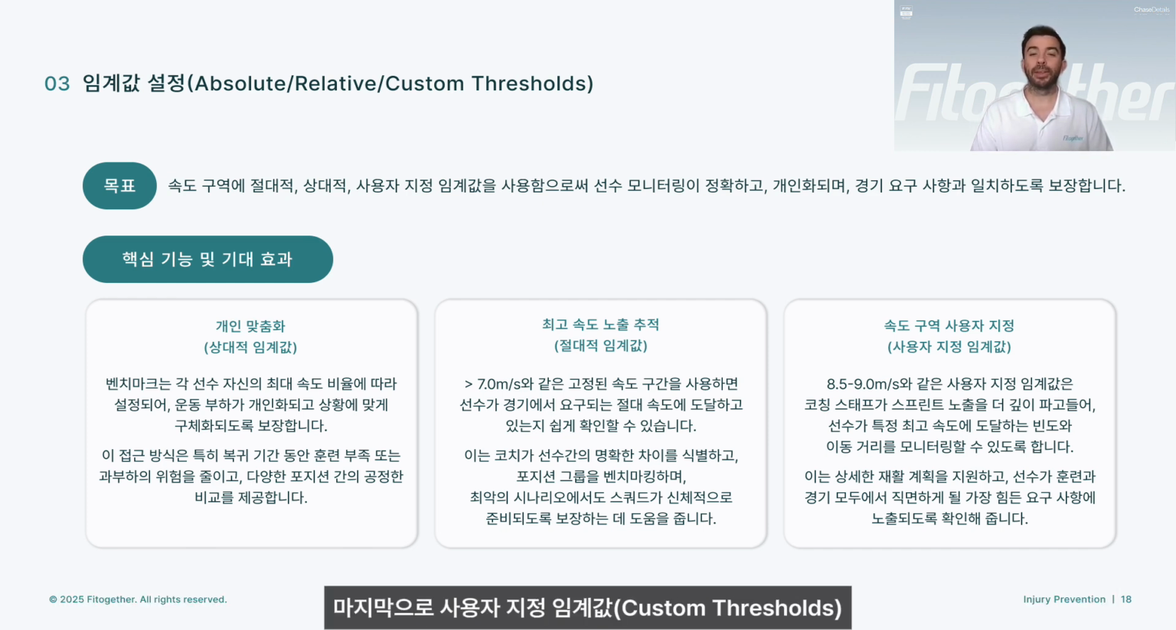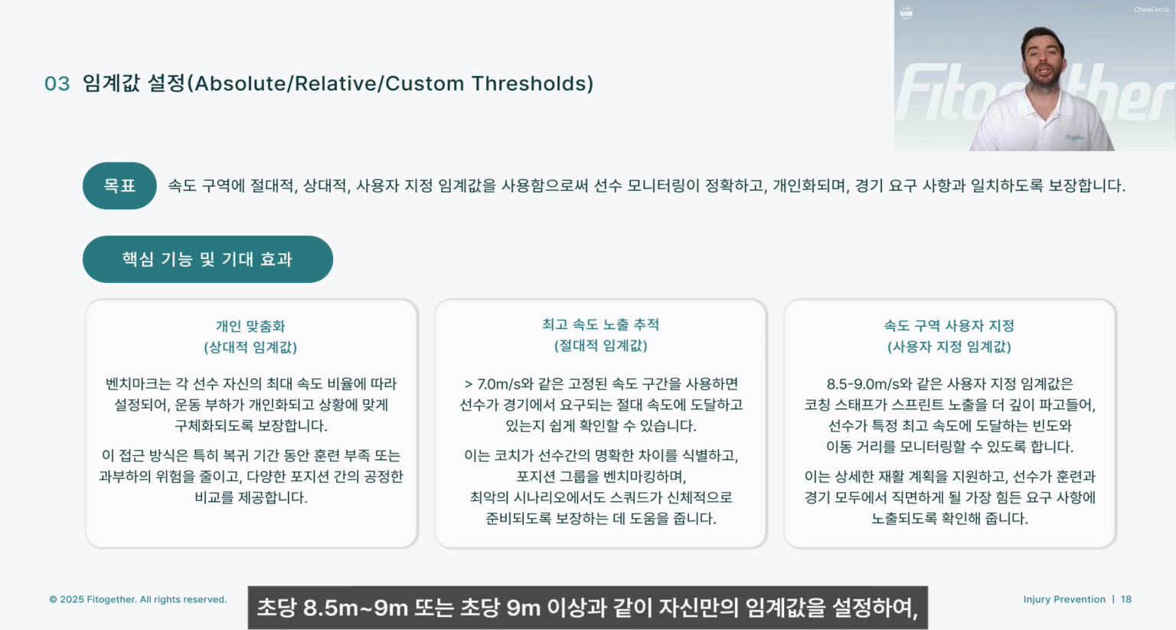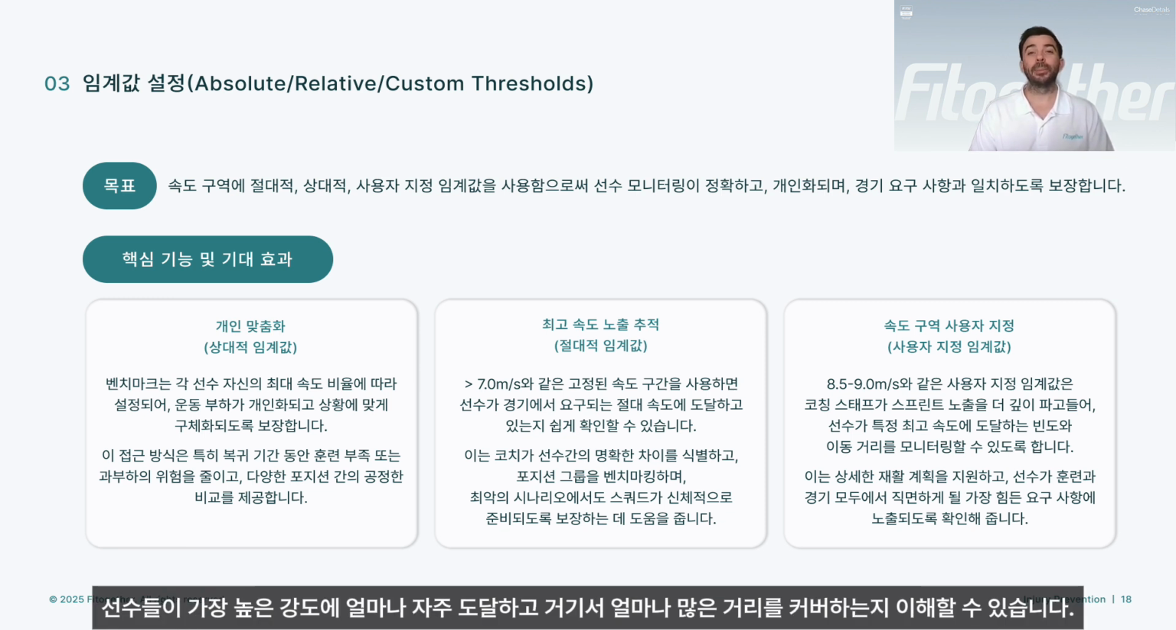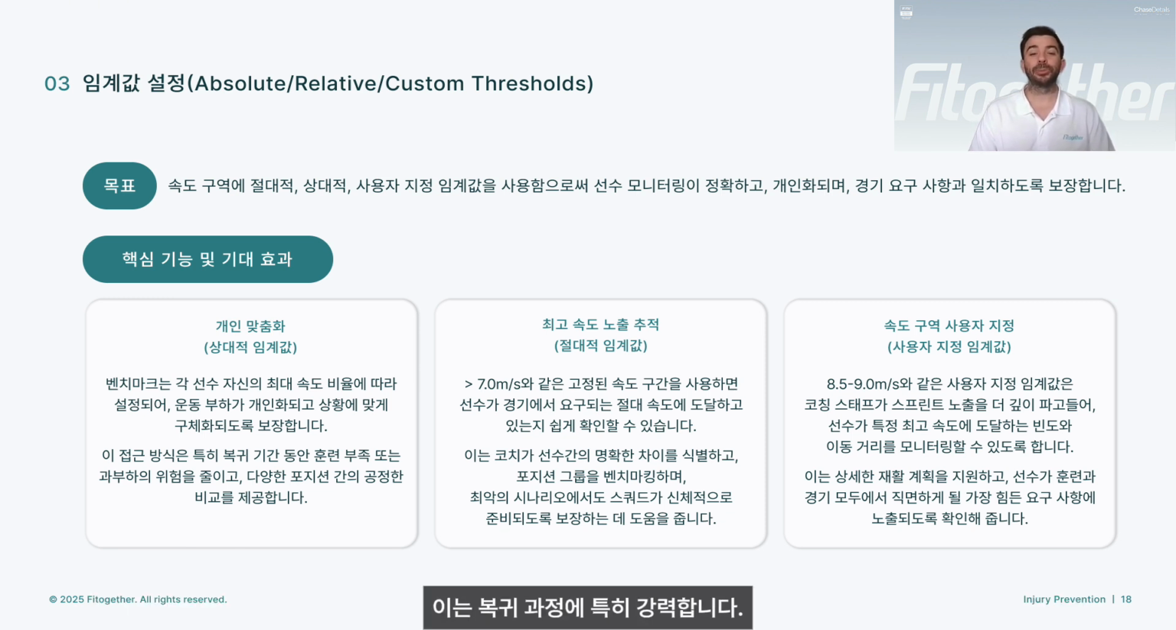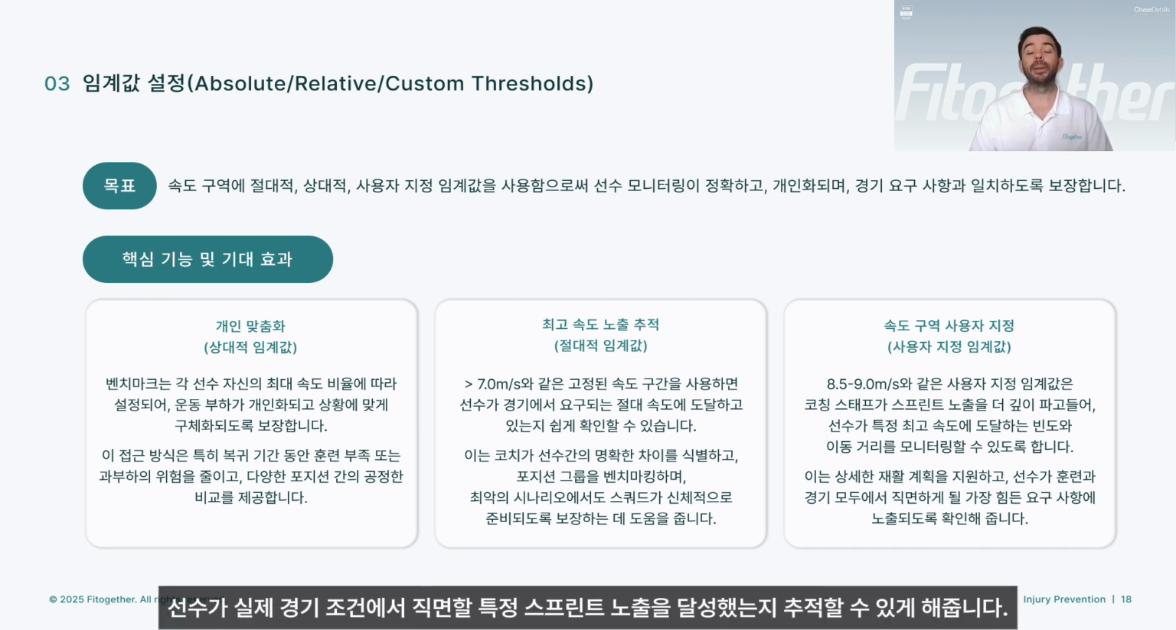Finally, we have custom thresholds. This is where you can really dive deep into analysis. You can set your own thresholds like 8.5 to 9 meters per second or above 9 meters per second to understand how often players hit the highest intensities and how much distance they cover there. And this is especially powerful for return to play. It lets you track whether a player has reached the specific sprint exposures they'll face in real match conditions.